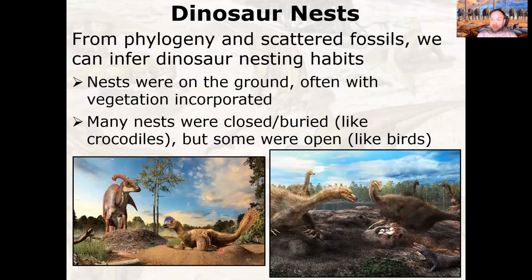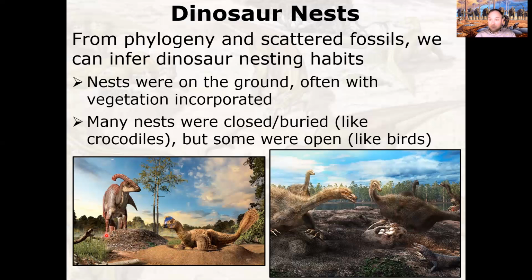It's an open style nest. If the dinosaur is not present, those eggs are open to the elements, and so they need to actively maintain that. Whereas this larger Hadrosaur here, the quote unquote duck-billed dinosaur, it's got a big mound here of vegetation, and maybe it's covered over. You can also look at structures of the eggs themselves.